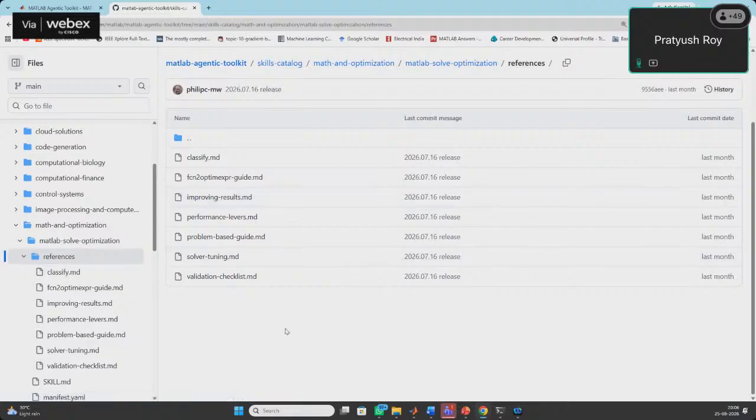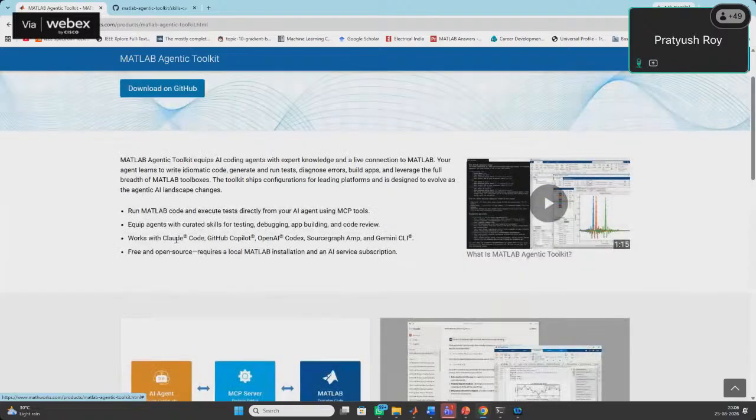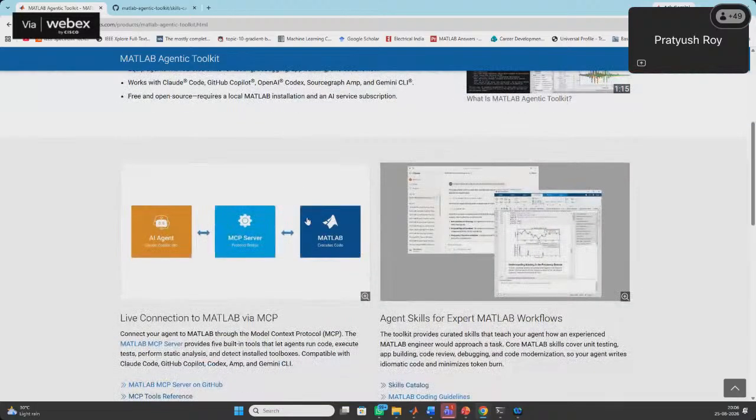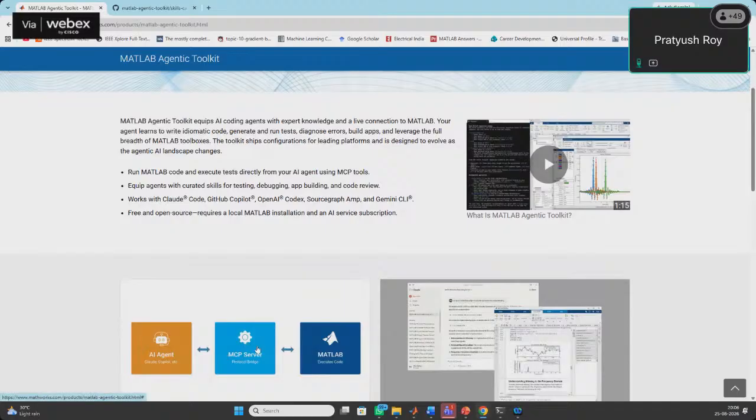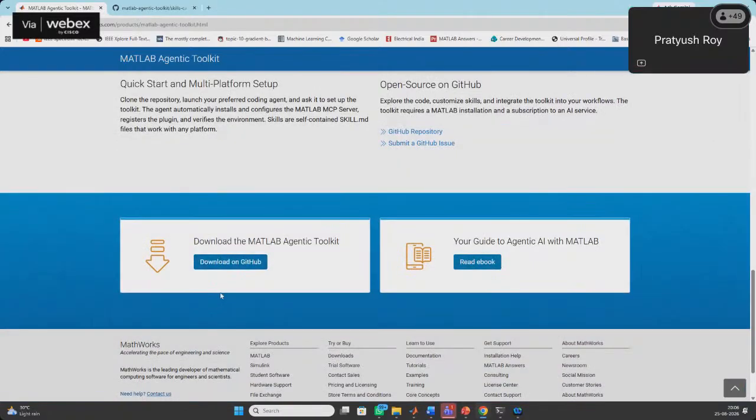Just one thing to keep in mind here is that you need access to the paid versions of these popular tools, which is like Claude or Copilot or any of these ones. Maybe it will be Codex, it will be SourceGraph or Gemini, but you need the paid version for the AI agent. The MATLAB part, the skills part, and the MCP part is free. All you need to do is follow the instructions which is captured in this particular page, and accordingly you will get access to all of this.